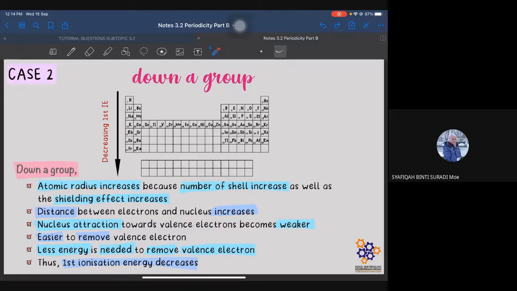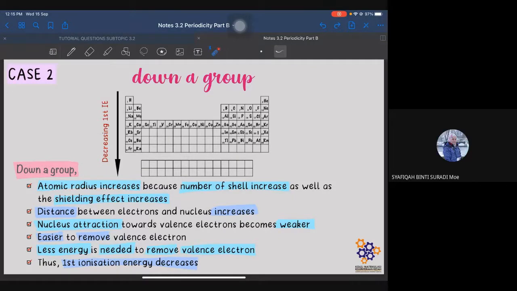Okay, so bila distance between the electron and nucleus increase, okay, so nucleus attraction makin weaker. So the attraction between the nucleus and valence electrons becomes weaker. So bila weaker attraction tu, it's easier to remove valence electron. Okay, so less energy is needed to remove the valence electron. Thus, the first ionization energy decreases when going down the group. Okay, so jelas ke tak jelas? Jelas. Alright. Okay, jelas. Good.